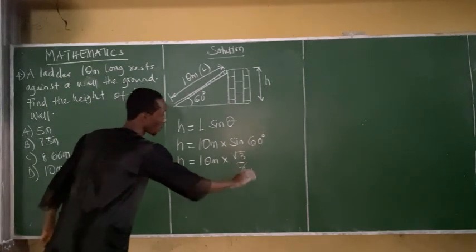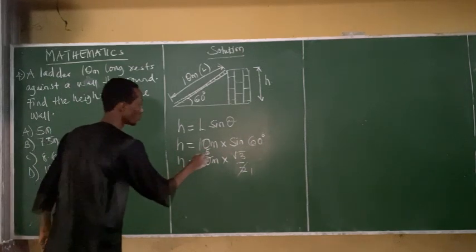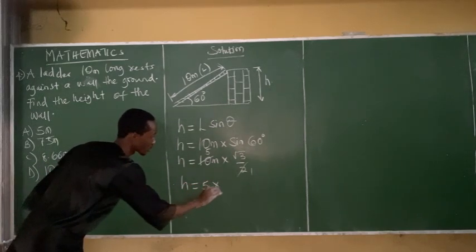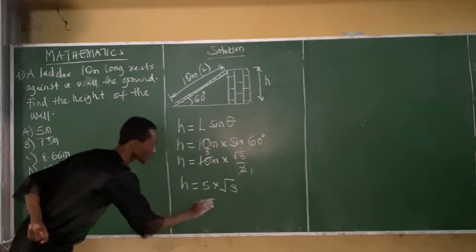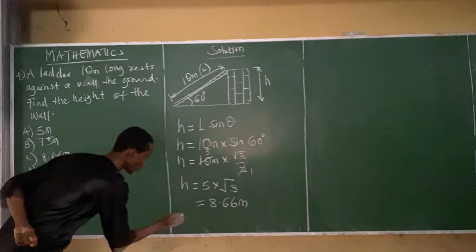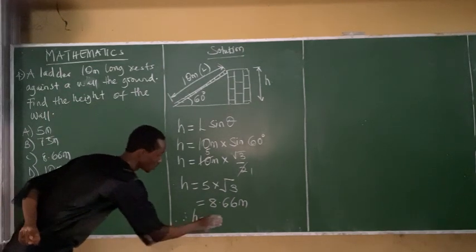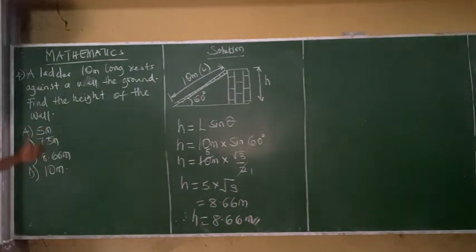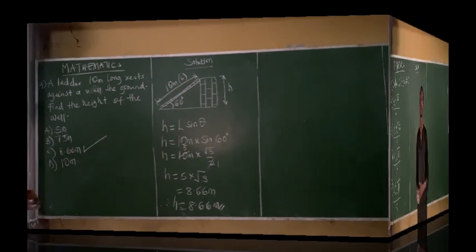2 going into 2, we have 1. 2 going into 10, we have 5, right? We're left with 5 times root 3. h is equal to 5 times root 3, which gives us 8.66 meters. Therefore, the height of the wall is 8.66 meters. The correct option here is Option C, 8.66 meters. Option C is the correct answer.